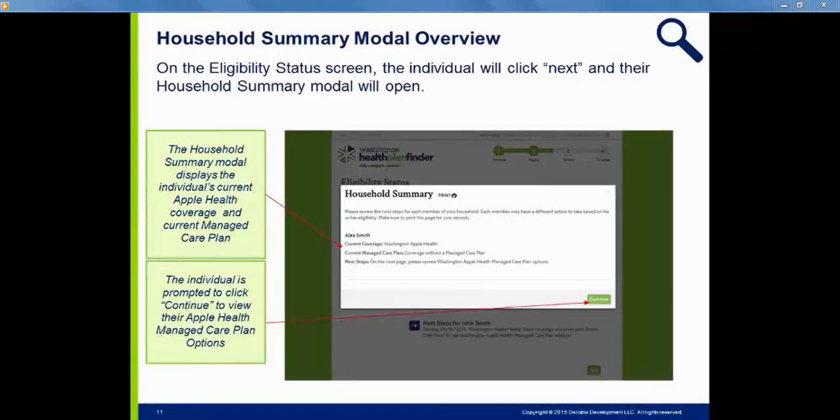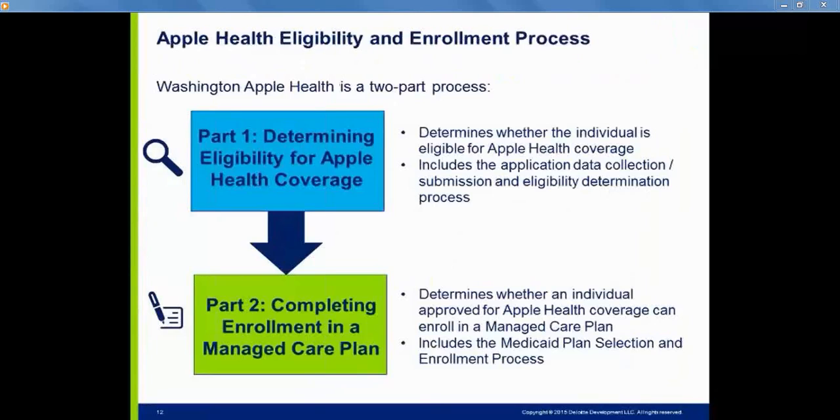Depending on the information sent from Provider One, the individual may or may not be able to select a managed care plan. We will go into detail about that in our next section. Now that we have reviewed Part 1, determining eligibility for Apple Health coverage, in this next section we will discuss Part 2, completing enrollment in an Apple Health managed care plan.